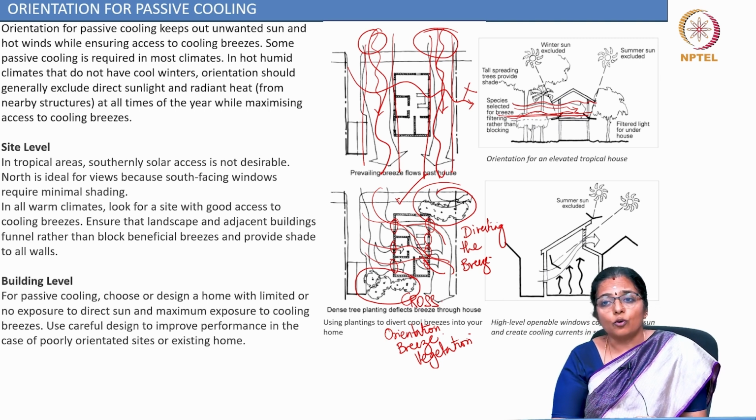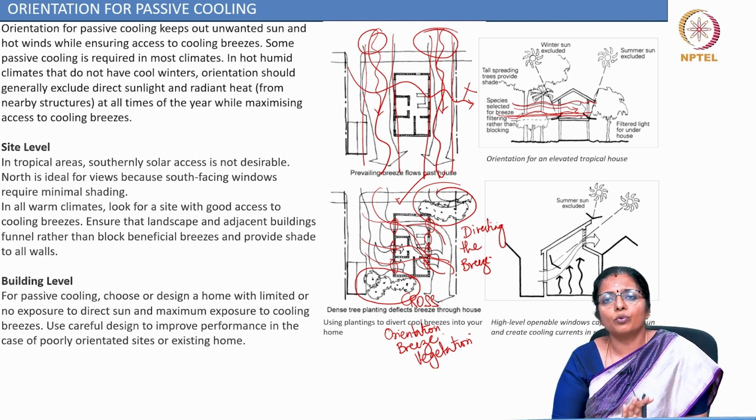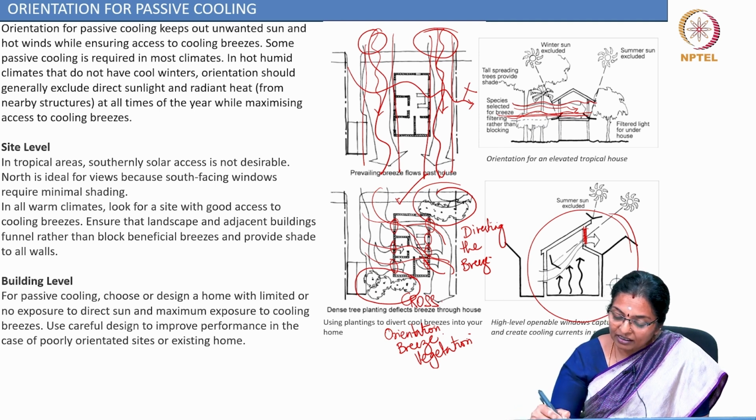At building level for passive cooling, choose or design a home with limited or no exposure to direct sun and maximum exposure to cooling breezes. Use careful designs to improve performance in the case of poorly oriented sites or existing homes. In this case, you can see that you have high level openings. These capture the window sun and they create a cooling current.